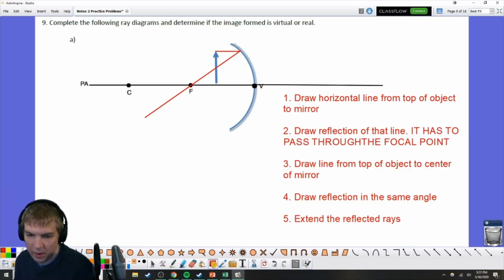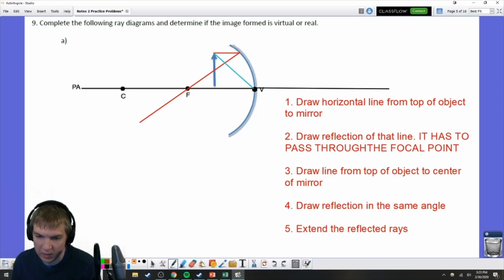So the next line, I'm going to draw another line, in a different color. Draw the line from the top of the object to the center of the mirror, just like that. And then step 4, draw the reflection at the same angle. What I mean by that is that the angle going from here to here is going to be the same angle as the angle from, let's do purple for instance, from here to here.